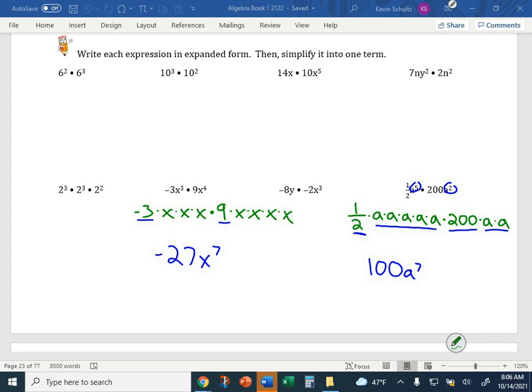All right. So for this one, we've got 7. We've got a base of n and a base of y. 1 n and 2 y's. So that's what 7ny squared looks like written out.